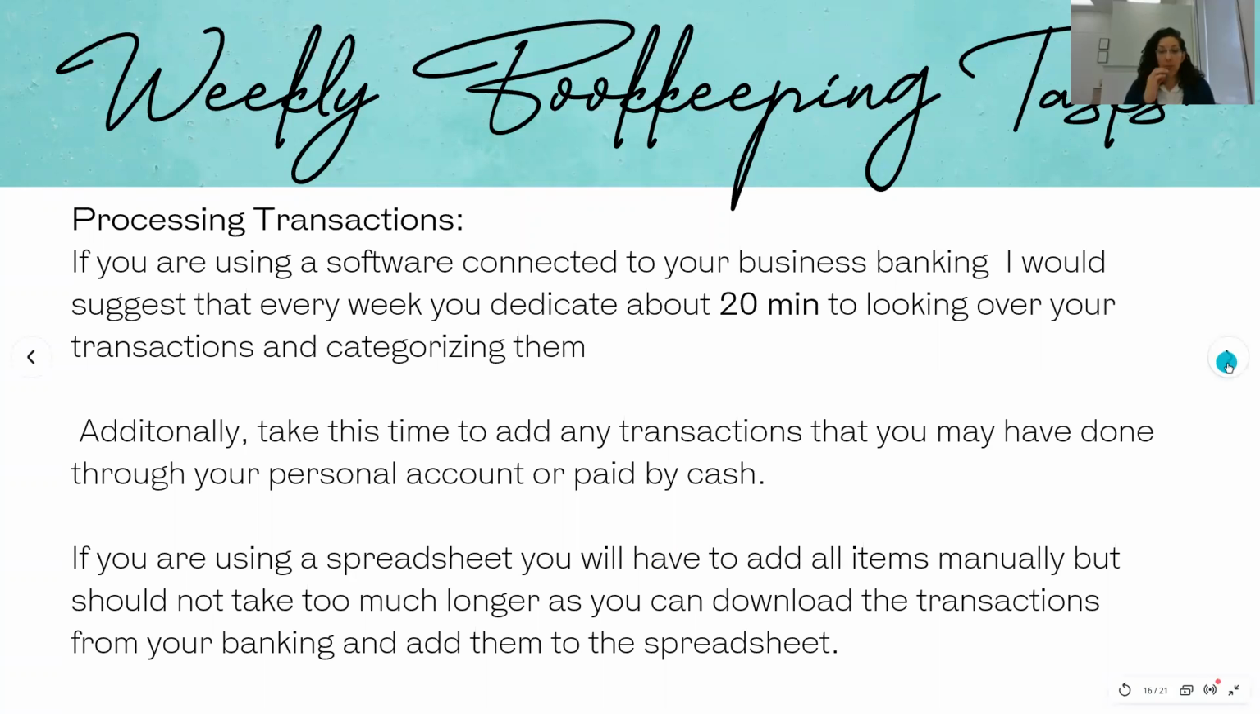Just getting everything inputted. But if it's in your accounting software, you just need to go in and the transactions will already be there and you can just categorize them and then you're done. As well, if you have any extra receipts where you've paid cash or you paid on a personal account, you will have to manually enter those. But I suggest that you have a business banking account, a business bank card, and only use that one. Makes things more simple.